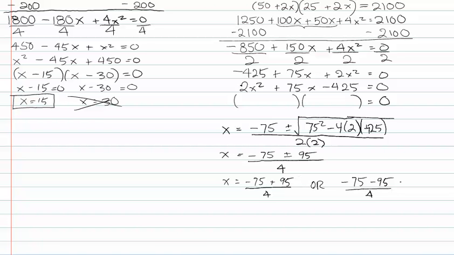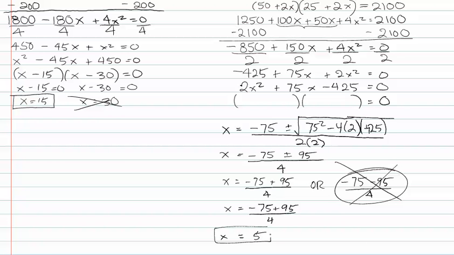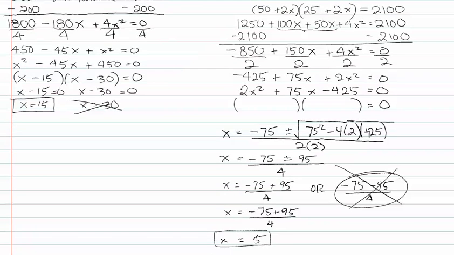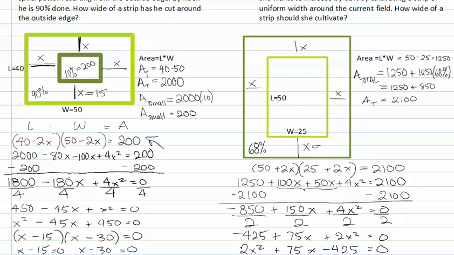Notice that when I do this, this will be a negative value, and I don't want negative distance. So my answer will have to be x is equal to negative 75 plus 95 over 4, which simplifies to just plain old 5. This makes sense when we put it back into our original field equation, and it also makes sense to have a uniform border increased by 5 all the way around.